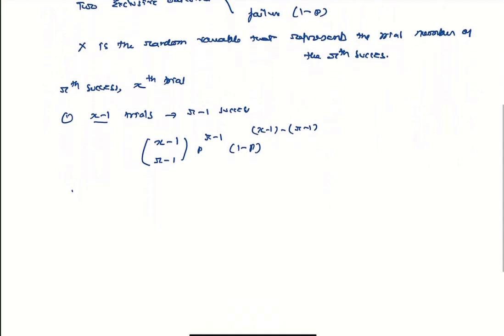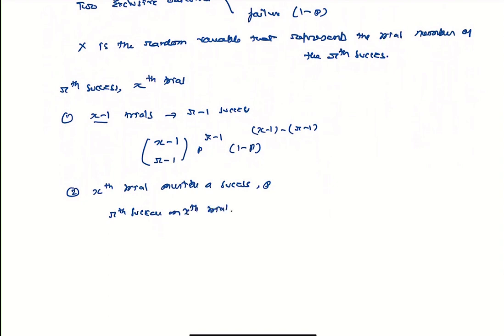And then the second thing that will happen is the xth trial must be a success, which has the same probability p. To get the rth success on the xth trial, we simply multiply these probabilities together. So all we are doing here is p times, that is the rth success, p to the r minus 1, 1 minus p to the x minus 1 minus (r minus 1).